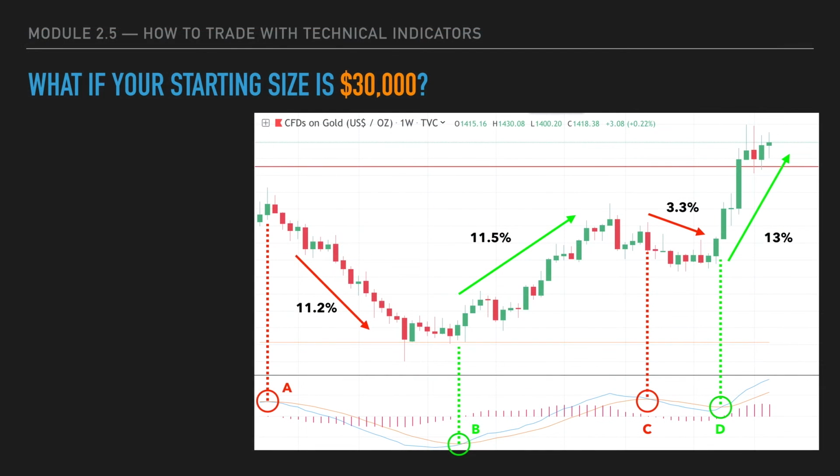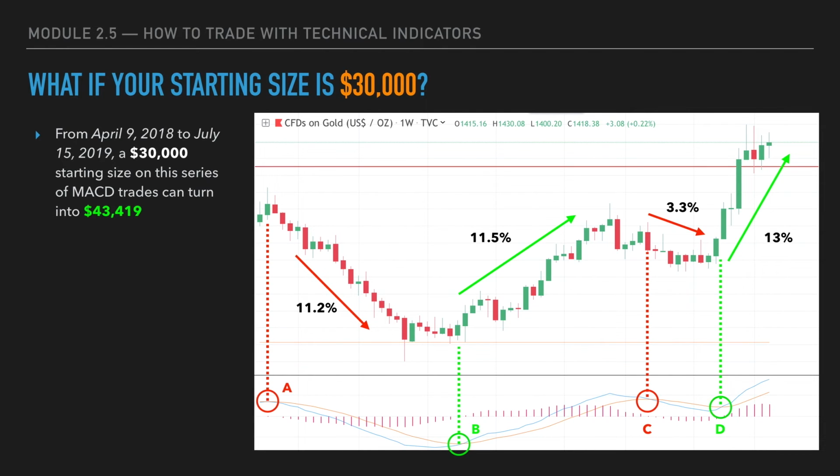So what if your starting capital size is $30,000? Here's the result after you make all those 4 MACD crossover trades. From April 9, 2018 to July 15, 2019, which is about 15 months time, a starting value of $30,000 can turn into around $43,000 after that series of MACD trades. That's equivalent to a total return of 44.7% in 15 months.